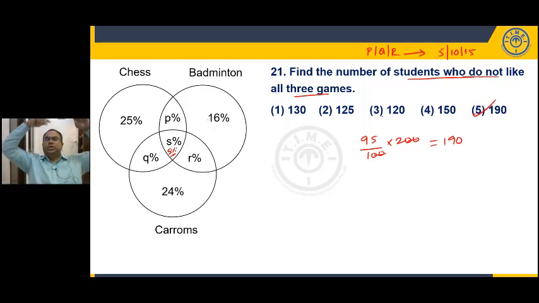Obviously, number of students who did not like all three games. See, there is no student outside this Venn diagram because all of them like one or more of these three games only. So 5% like all three games. How many do not like all three games? The remaining 95%.